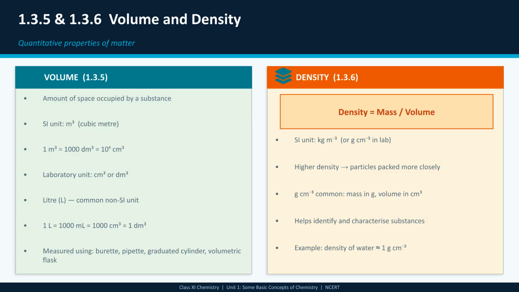Volume is the space occupied by a substance with an SI unit of cubic meter. Density is defined as mass per volume, usually measured in kilograms per cubic meter or grams per cc. Higher density means particles are packed more closely.